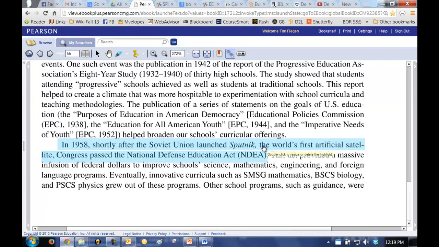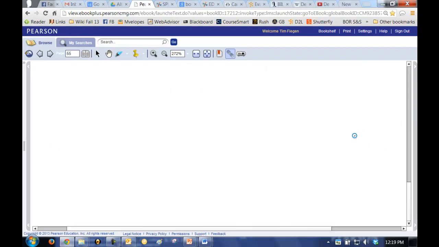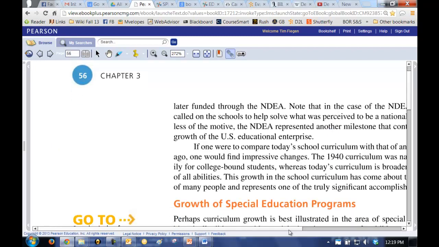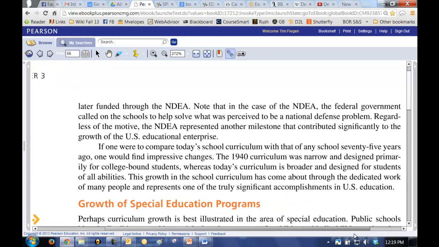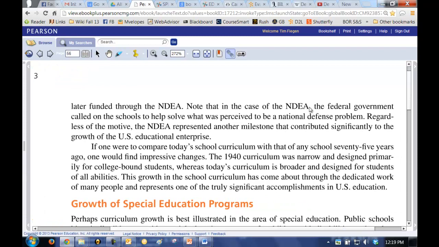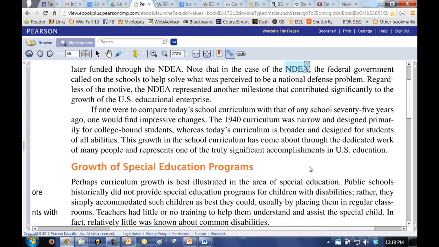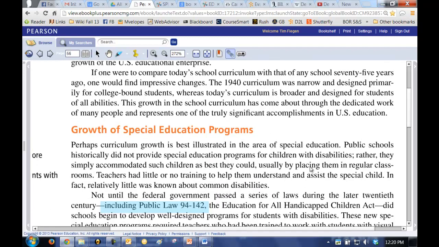But Sputnik had a profound effect, got everybody nervous, excited, made the feds get involved, took some action here. And it brought this NDEA, and there's a question on the test about NDEA, so please be familiar with what that is, what it stands for. It's significant. What is the significance of it to our conversation here?